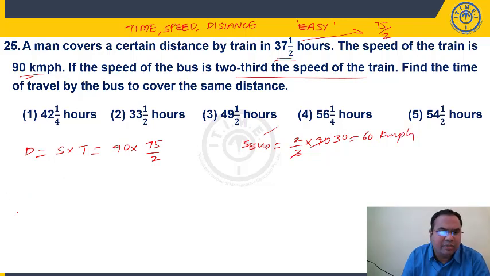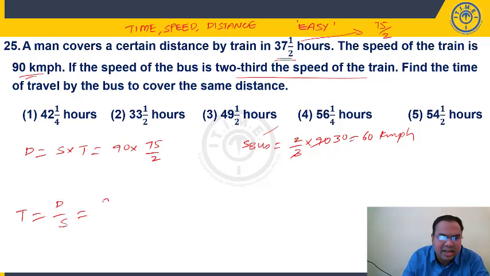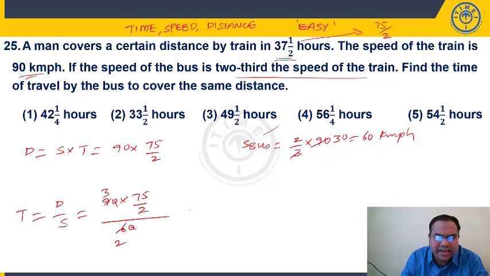Find the time taken to travel by the bus to cover the same distance. Time is equal to distance by speed. What is the distance? 90 into 75 by 2, divided by the speed of the bus, which should be 60. 3 3s, 3 2s. So obviously 225 by 4. 4 5s are 20, 4 56s are 224. 56 1 by 4 hours.